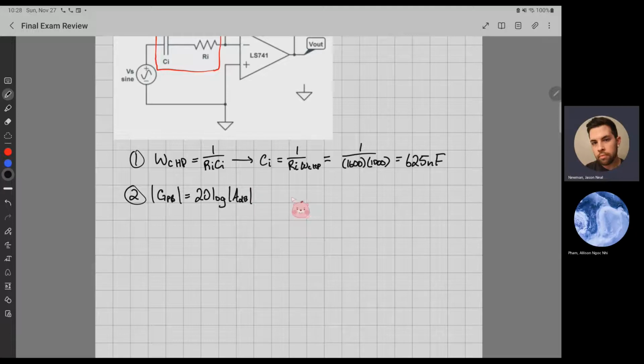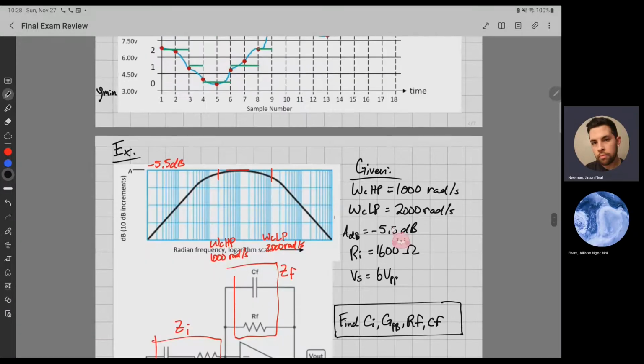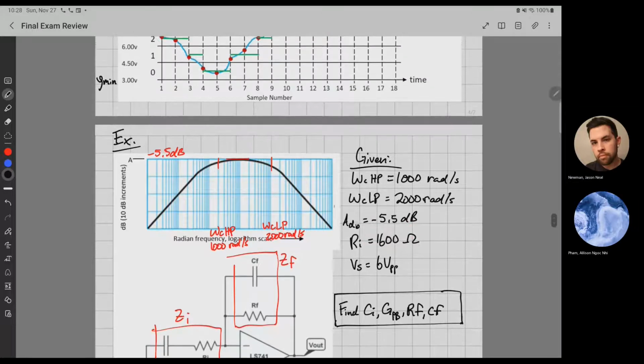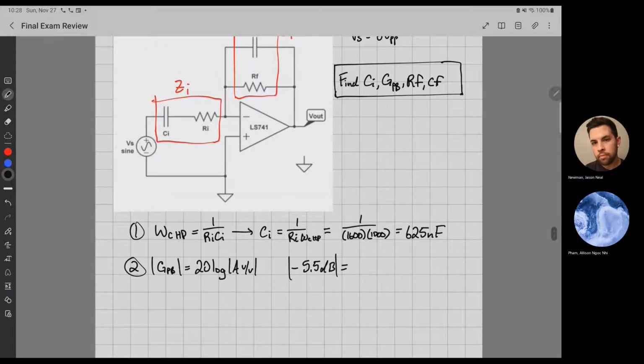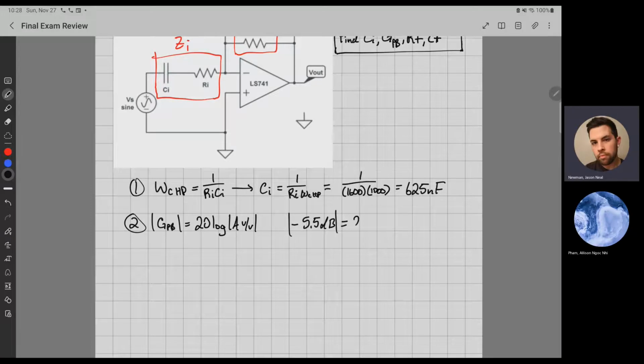So that means the A in dB goes inside here. Negative 5.5. No, sorry, I wrote that wrong. Volts per volt is what goes in there. So negative 5.5 dB is the gain in the passband, which we know. That's equal to 20 log of A volts per volt, which is what I meant to write. Right? Well, we don't have A volts per volt.